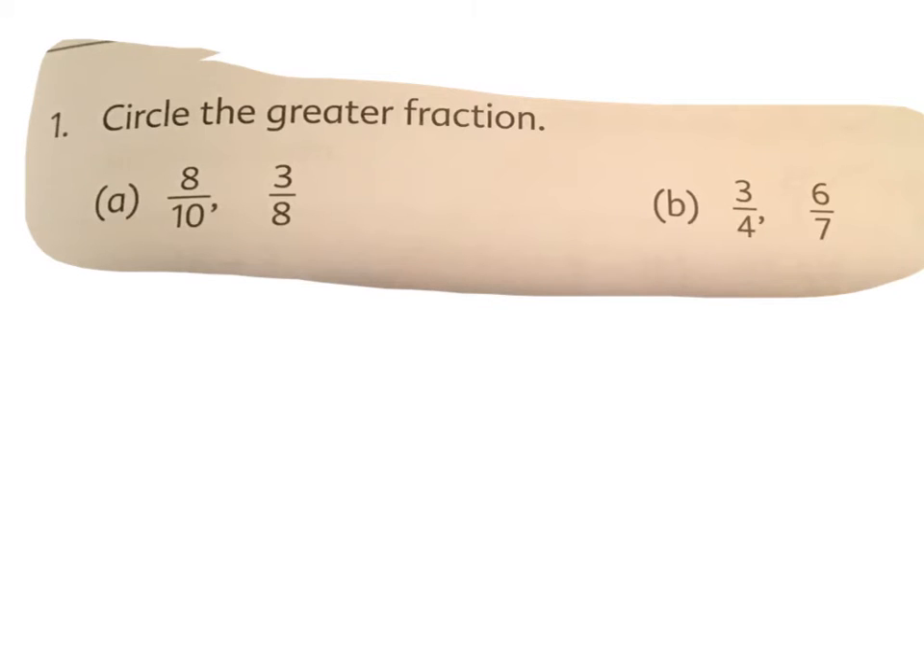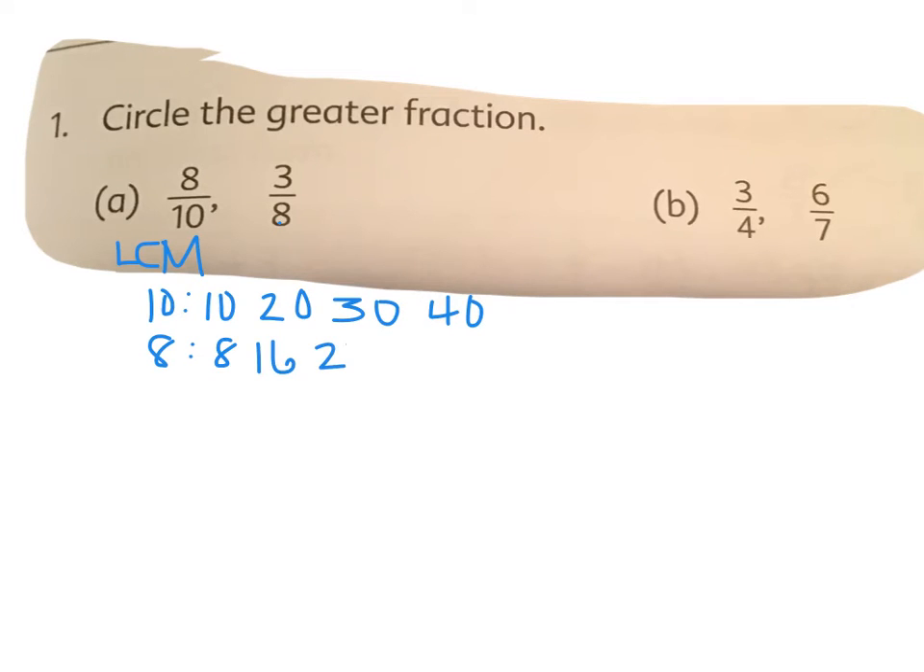We need to find the lowest common multiple for 10 and 8. So 10, I have 10, 20, 30, 40. Oh, I know that 8 goes into 40 evenly. 8, 16, 24, 32, 40. Here's the lowest common multiple.